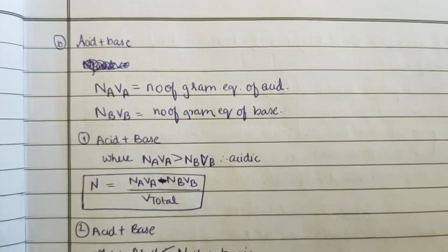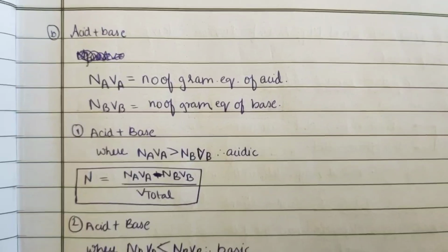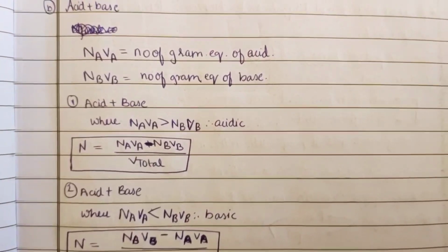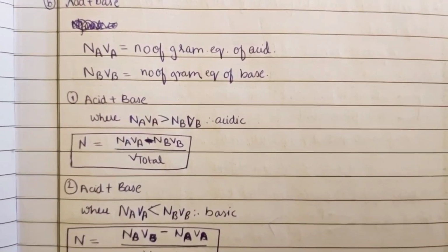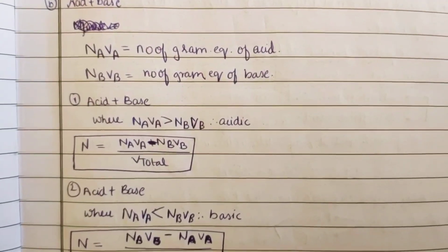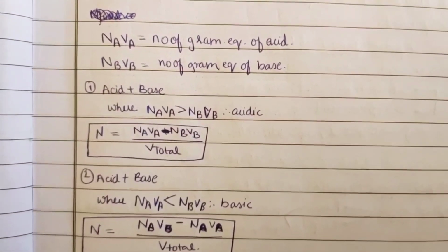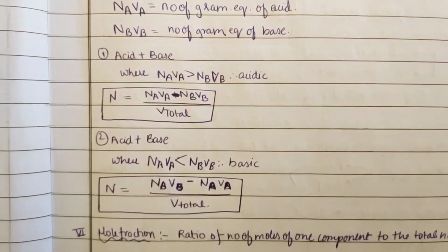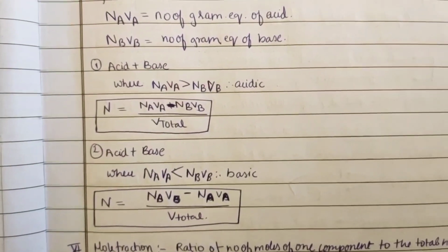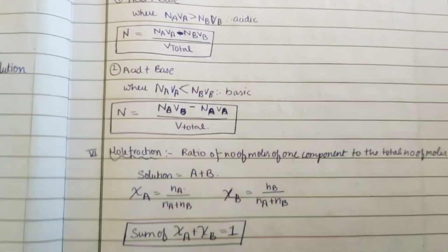The second option is acid plus base, not the same component. Then we have to take first NaVa = number of gram equivalents of acid, then NbVb = number of gram equivalents of base. In the first case, acid plus base, where NaVa is greater than NbVb, that means we conclude this is an acidic solution. Then N = (NaVa minus NbVb) by V total. Then acid plus base, where NaVa is less than NbVb, that means it is a basic solution. Then N = (NbVb minus NaVa) by V total.